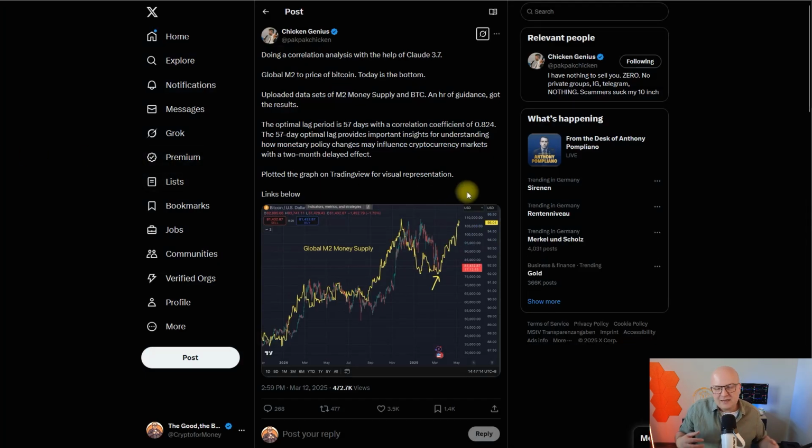So this is very, very close to what Chicken Genius found out. The only difference is that I used only US M2 data. He used global money supply data and saw a correlation of 0.82. So this kind of backs up what Chicken Genius is writing here. Yeah, there seems to be a correlation between the M2 money supply and the price of Bitcoin.